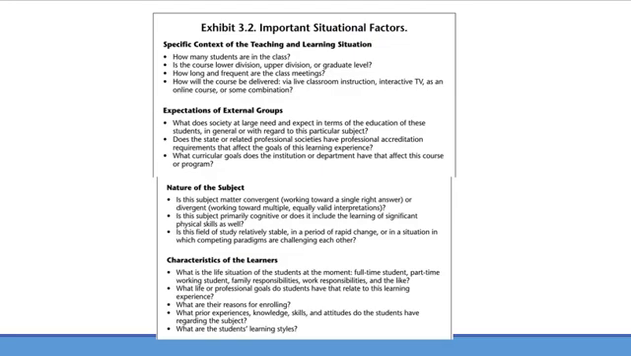So, I'm going to pause the recording. I want you to read through this, review the specific content of the teaching and learning situation, look at those questions, think about your typical class. What are the expectations of external groups? Review that, think about that class and how that meets that. What's the nature of the subject? And what are the characteristics of the learner? Go ahead now, pause the recording.